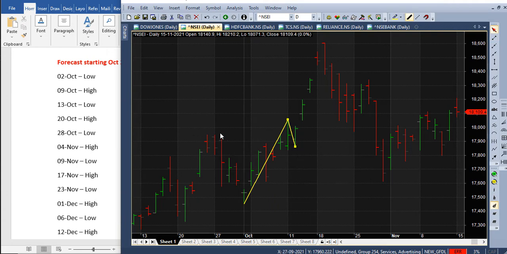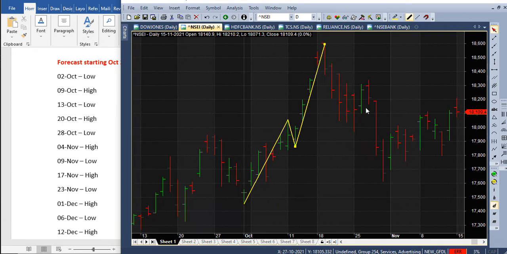Then the next pivot is 20th October high, and we have a high here on 19th of October. We can take that. Look at this trend line, how it is taking support on this trend line. Okay. Then the next one is 20th of October is low.